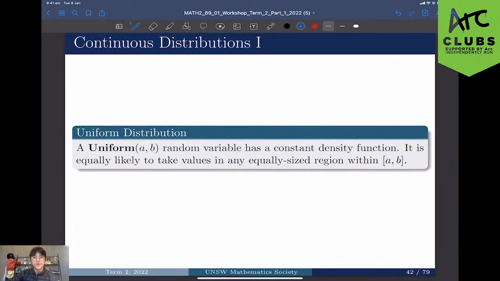A uniform random variable has a constant density function. It is equally likely to take values in any equally sized region within A, B. So this one's quite simple to draw. For the density function of this distribution, if we have A and B, the density function is just going to be constant, and the area underneath is obviously going to add up to 1.